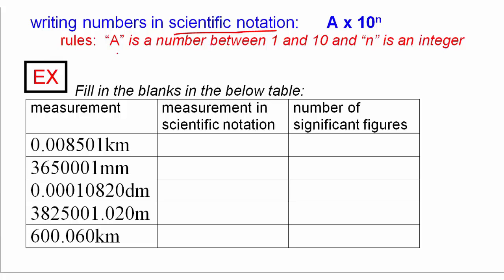What are the rules? Write any numbers so that it's in this format, a times 10 to the n, and a is just a number between 1 and 10, and the n is an integer. And remember, an integer is just a positive or negative whole number.